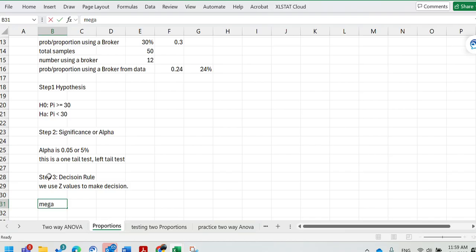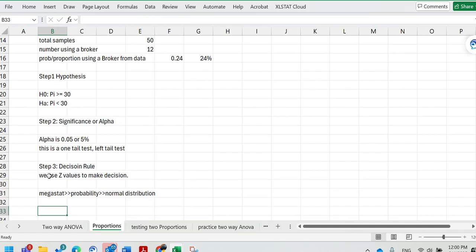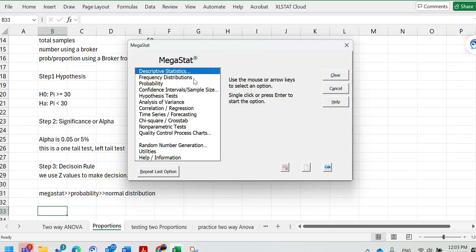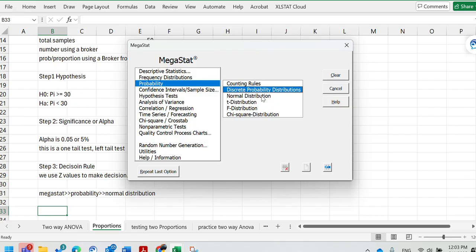Where do I get it? Go to MegaStat, in the probability, normal distribution menu. If you go to MegaStat, probability, normal distribution, I will get the decision rule, the rule or the condition. To do it, let's go to Data, MegaStat, Probability, Normal Distribution. So select normal distribution.